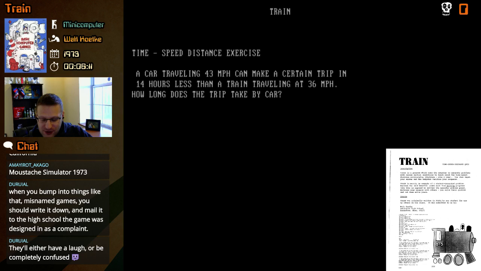Alright, yeah, so then you would say it was 46 and a half hours. Okay, this is probably the best way to do this. So in that scenario, it would take the car 46 and a half hours to travel that, and it would take the train, which is going at 36 miles an hour, 55 and a half hours, which is a difference of 11 hours. And we need it to be 14, and it's actually a 14-hour differential.